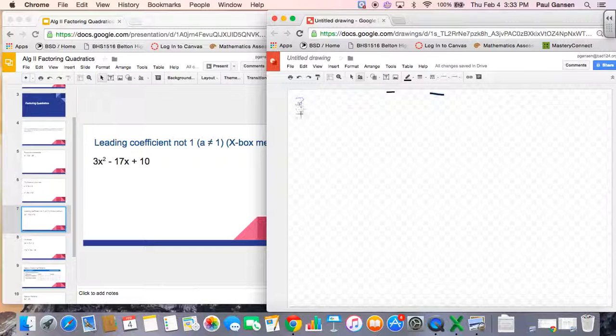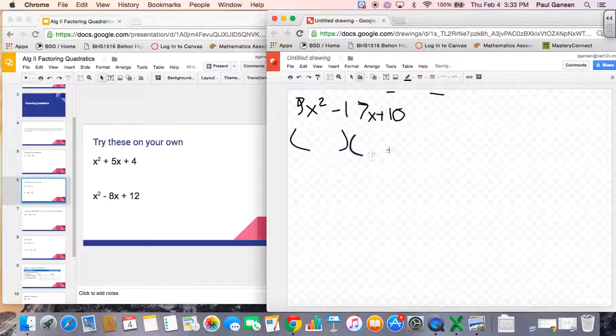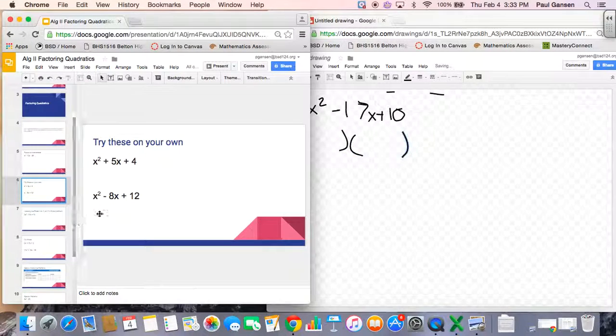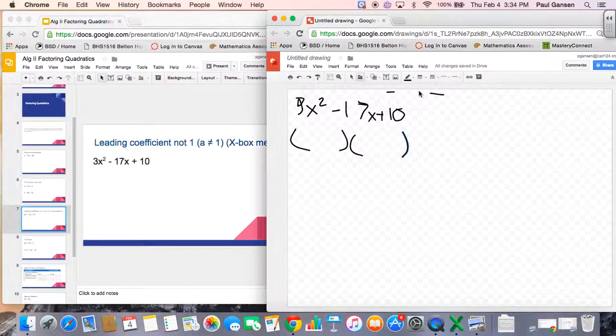Now, just as a quick comment on this, we could factor 3x squared minus 17x plus 10. I lost my x here. We could factor this using the method that we used in the previous slide. We could do that. It would work. Wouldn't have any problems with it, except it's a little bit different.